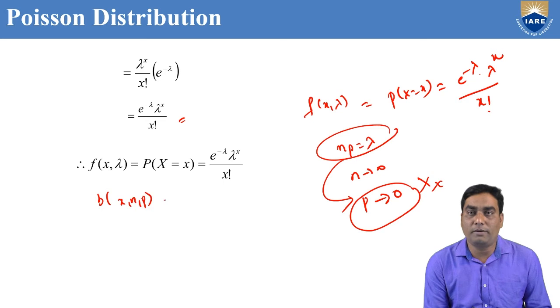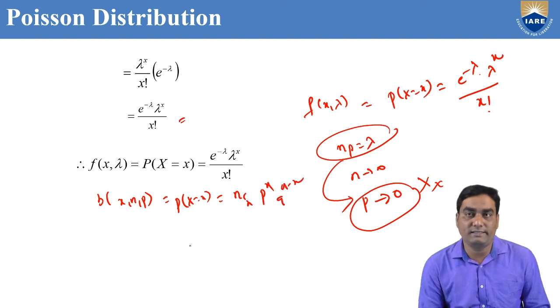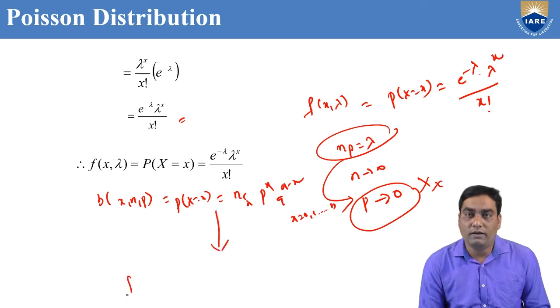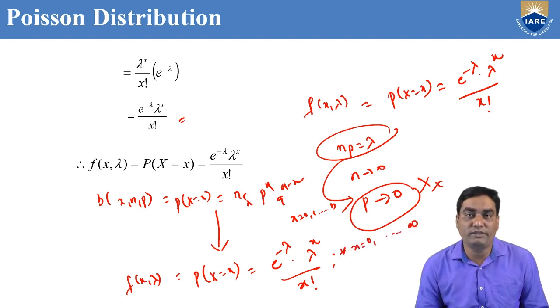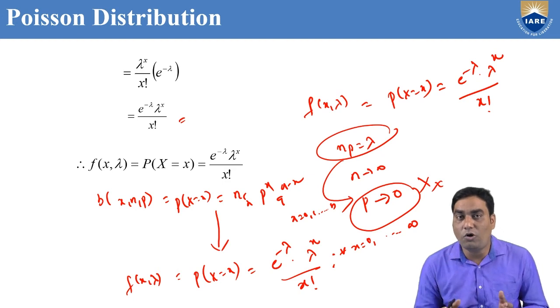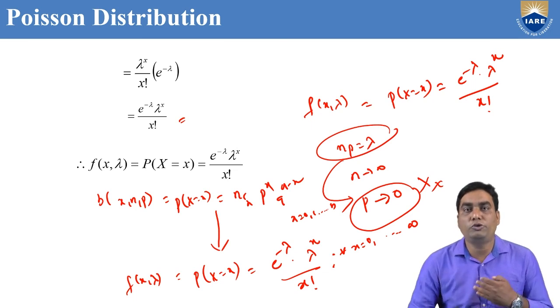B of x comma n comma p, which is the probability that X equals x, equals ncx p power x q power n minus x for all x equal to 0, 1 to n. This will be converted into the Poisson distribution f of x comma lambda, to find the same probability of getting the number of successes, by using the formula e power minus lambda, lambda power x by x factorial. But here it is for all x equal to 0 up to infinity, because we applied n tends to infinity. Okay, so that is the limiting case. How are we going to get the Poisson distribution? Poisson distribution is a limiting case of binomial distribution. We get the Poisson distribution from the binomial distribution only.